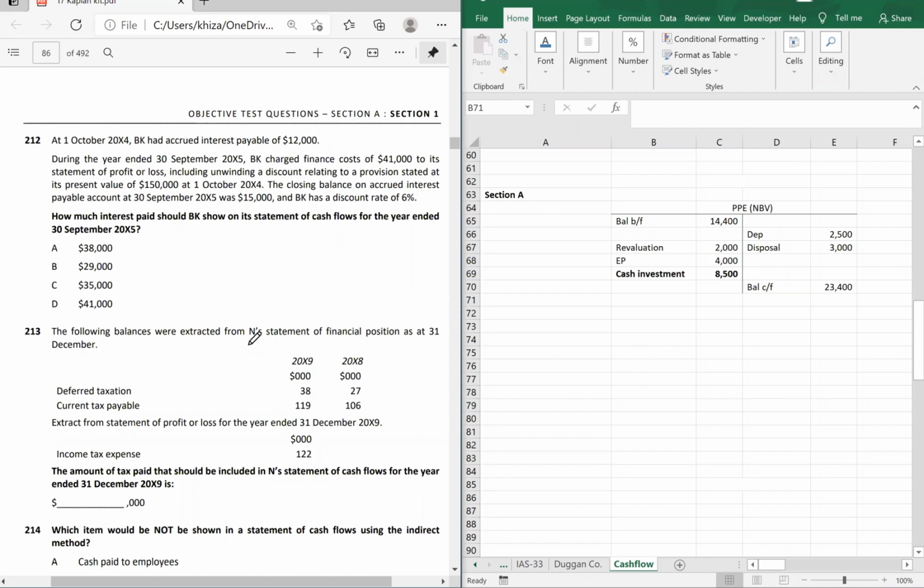Interest paid should be recorded in the BK statement of cash flows for the year ended 30th September 2025. I want you guys to calculate this. You can use whatever method you want, but like I said, my recommended method is a T account.